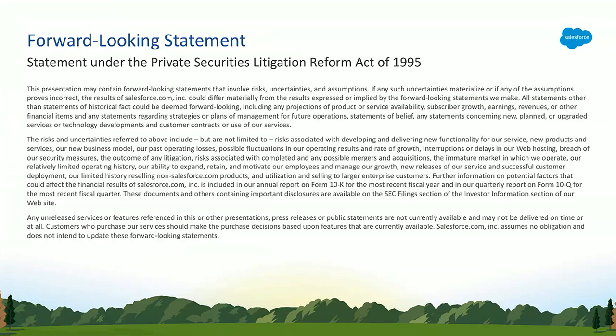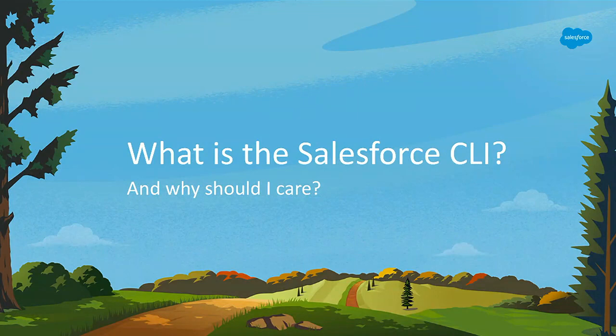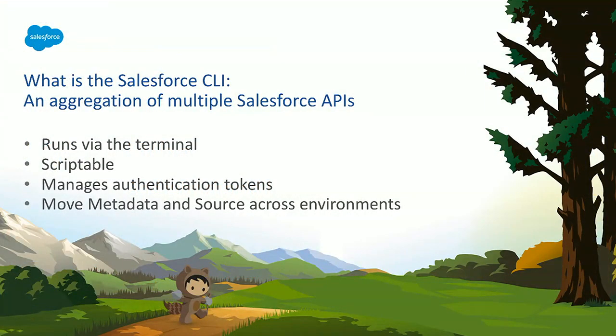So what are we talking about today? We are talking about the Salesforce command line interface, and you ask, what is the Salesforce CLI and why should I care? The Salesforce CLI is an aggregation of multiple Salesforce APIs. So when you create a custom object, you have to create that API name. All of the different Salesforce APIs can be accessed via the command line interface.